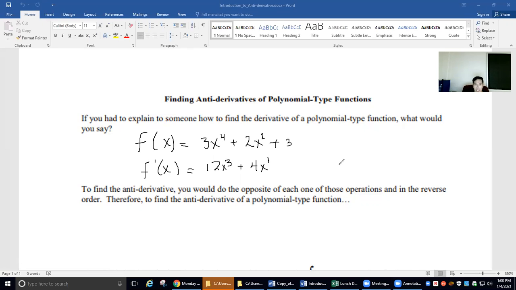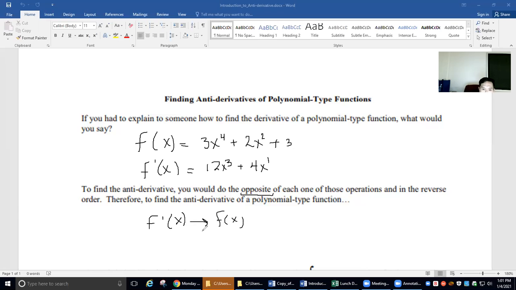So if we were to try to describe the antiderivative, then the main definition is it's the opposite of the operations you did for the derivative. So if we multiply the coefficient by the power, the new coefficient now has to be divided by the power. So we're going to take f prime of x and go to f of x.